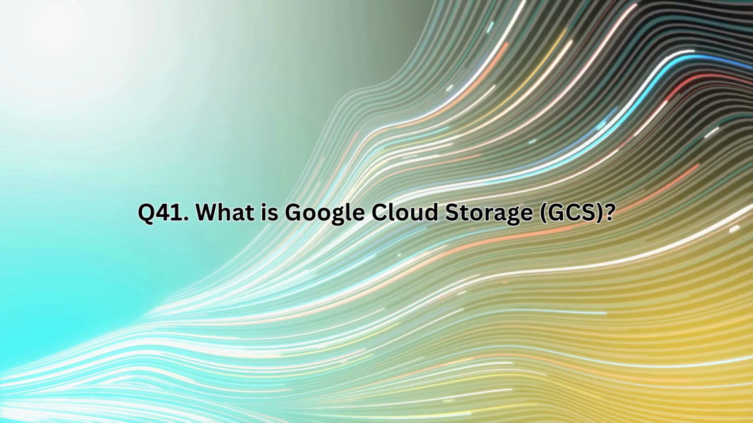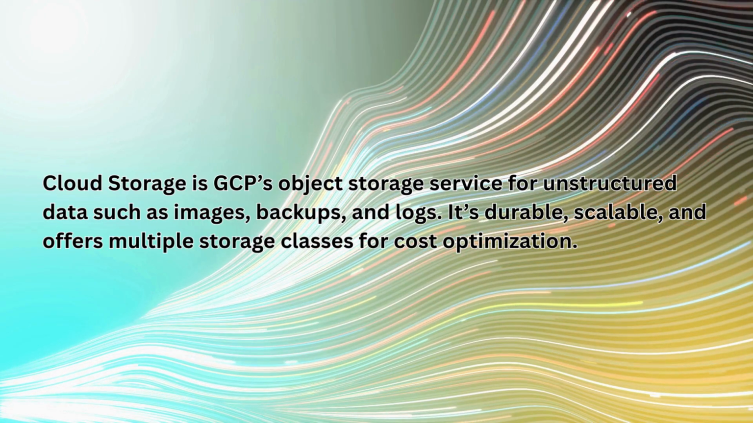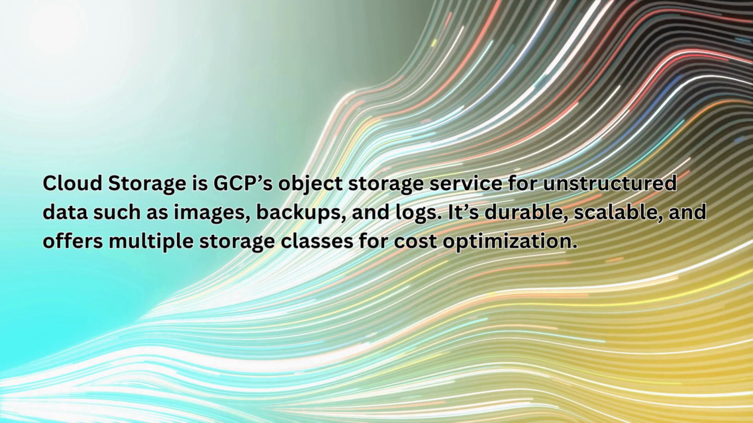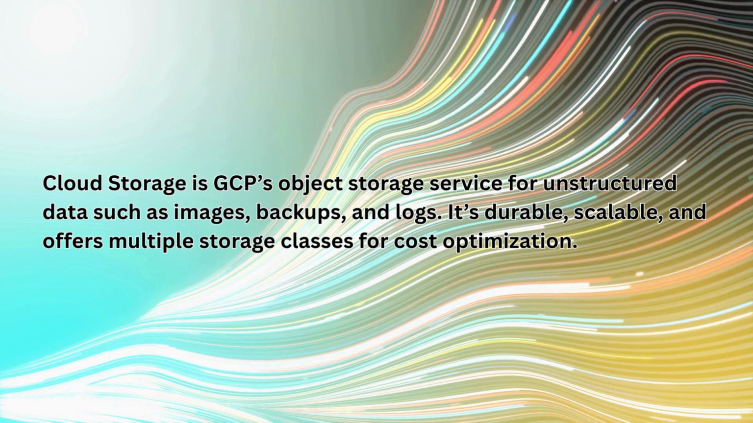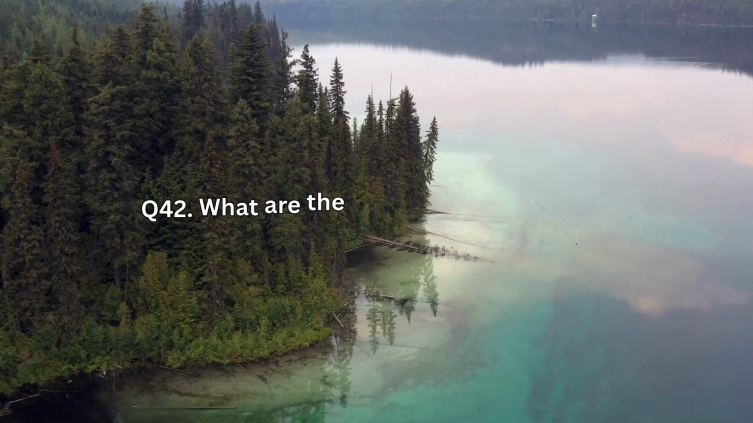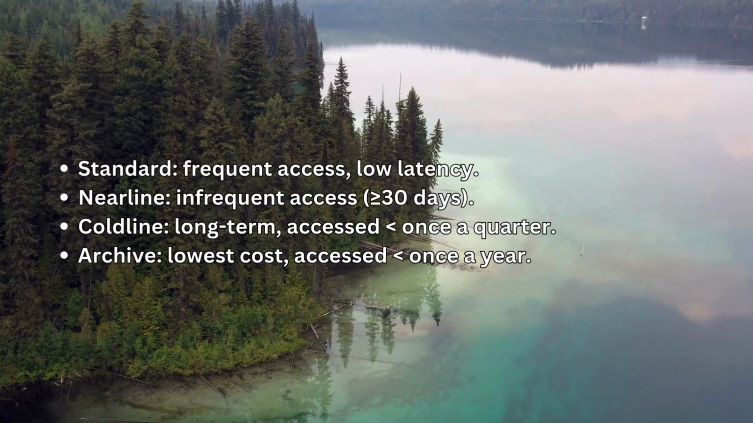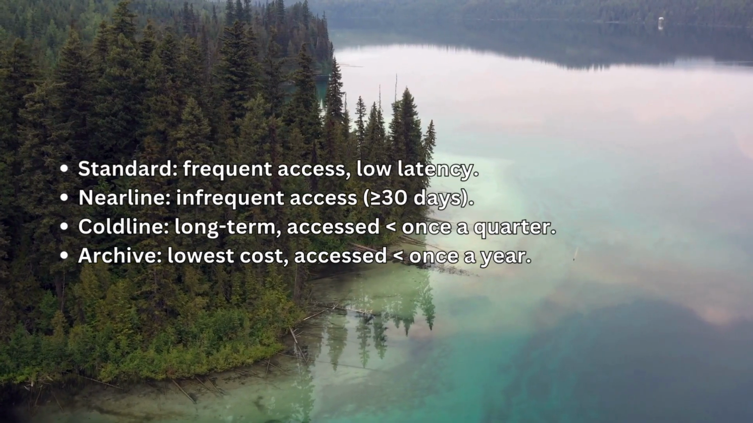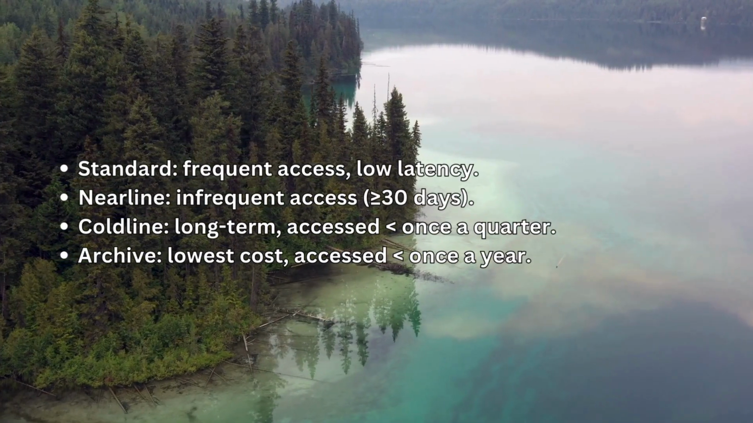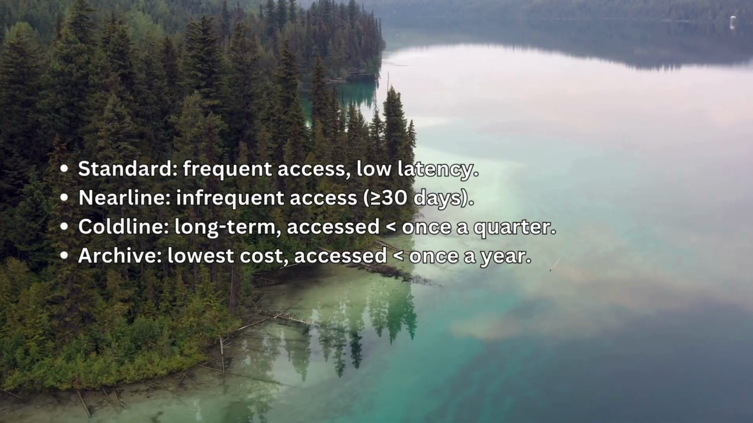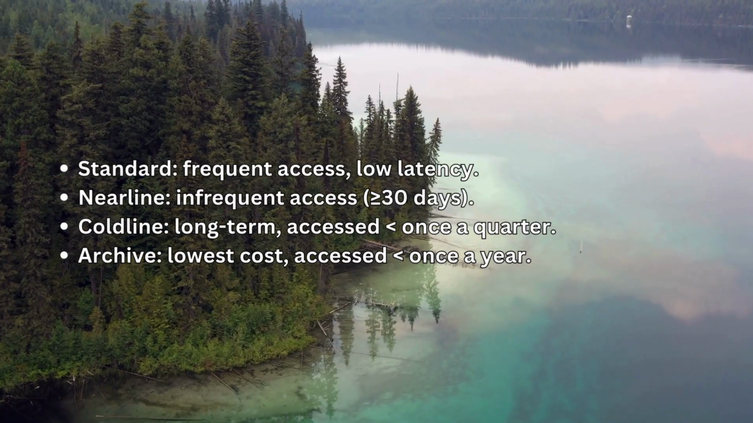What is Google Cloud Storage, GCS? Cloud Storage is GCP's object storage service for unstructured data such as images, backups, and logs. It's durable, scalable, and offers multiple storage classes for cost optimization. What are the Cloud Storage classes? Standard: frequent access, low latency. Nearline: infrequent access, greater than or equal to 30 days. Coldline: long-term, accessed once a quarter. Archive: lowest cost, accessed once a year.